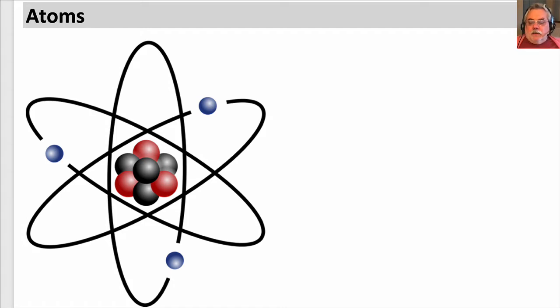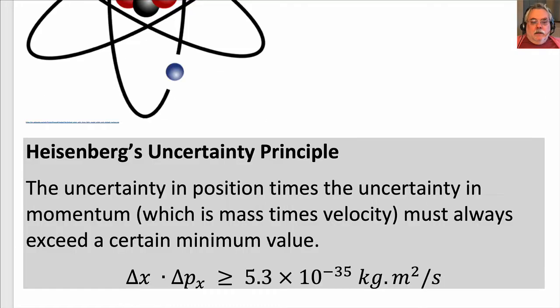Electrons and all particles and objects with mass are constrained by the quantum mechanical principle called Heisenberg's uncertainty principle. The uncertainty in position times the uncertainty in momentum, which is mass times velocity, must always exceed a certain minimum value.